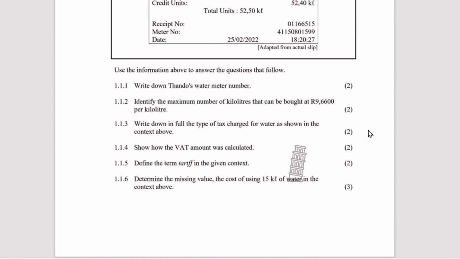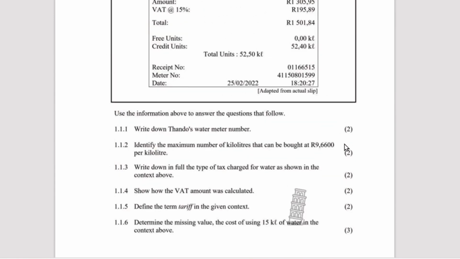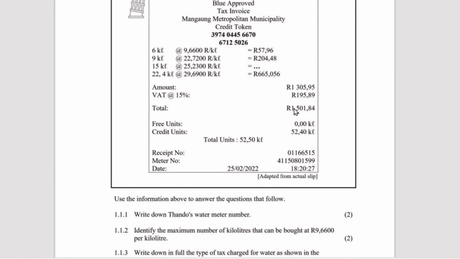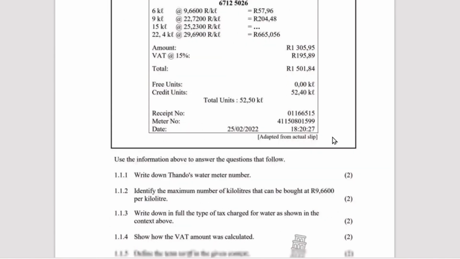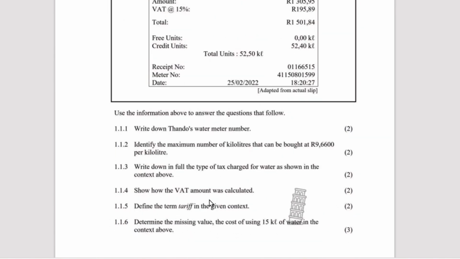Question 1.1.3 says, write down in full the type of tax charged for water as shown in the context above. You go back to your slip and check anywhere that talks about tax. Under the written amount, there is VAT at 15%, and it gives you 195.89 rand. The type of tax is VAT. In full, it is value added tax. So the answer there will be value added tax.